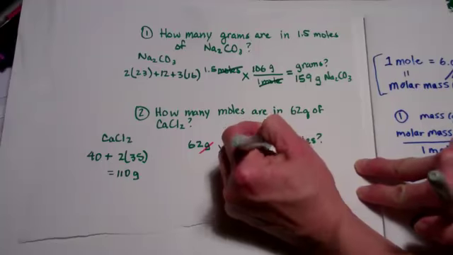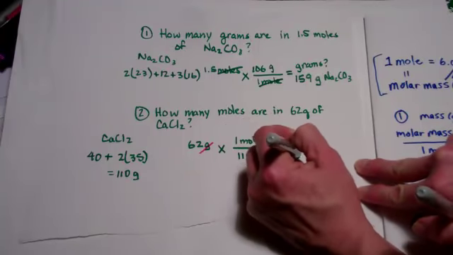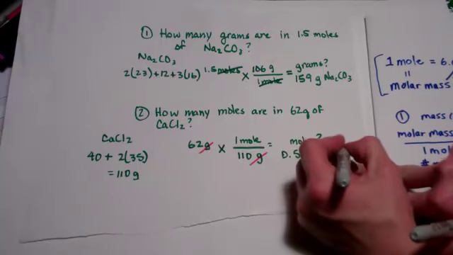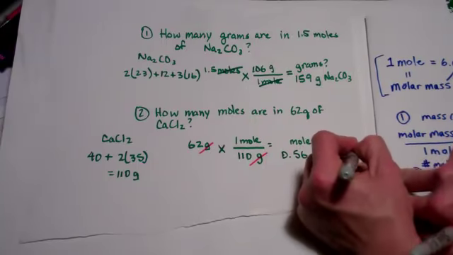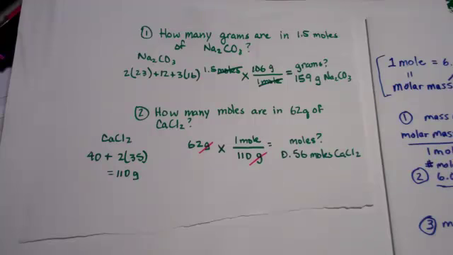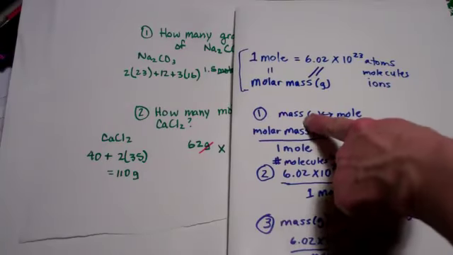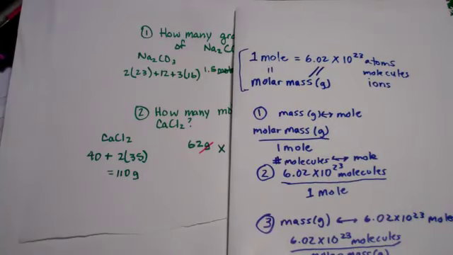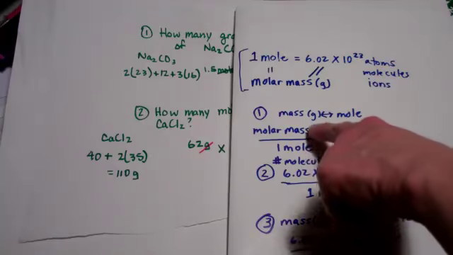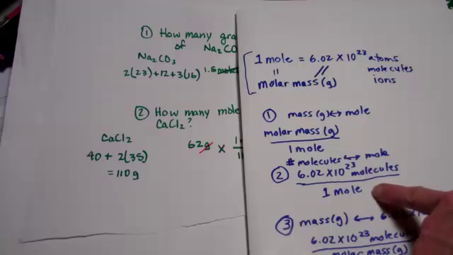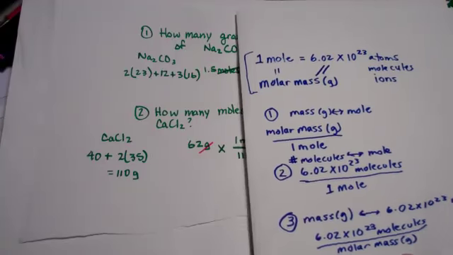So this is equivalent to 0.56 moles. And again, we need to put the formula in here of calcium chloride. So this is how we use our first conversion factor from mass to moles in equations. We use our molar mass in grams over 1 mole. Let's take a look at a couple of problems using Avogadro's number next.